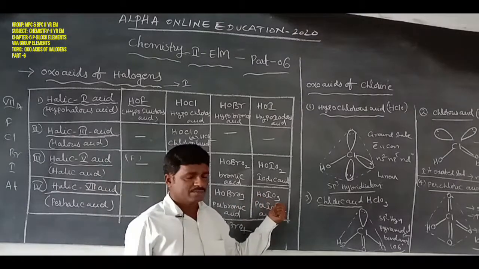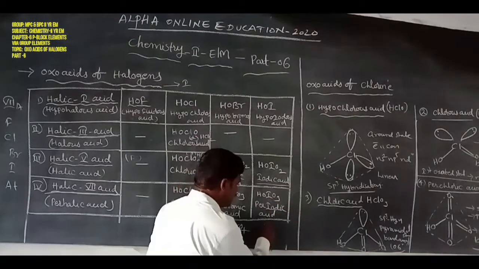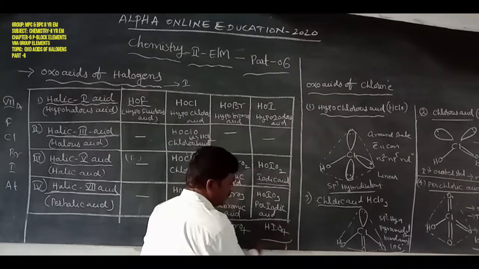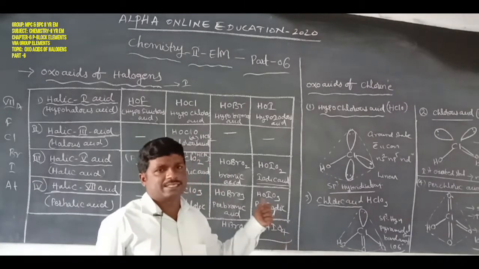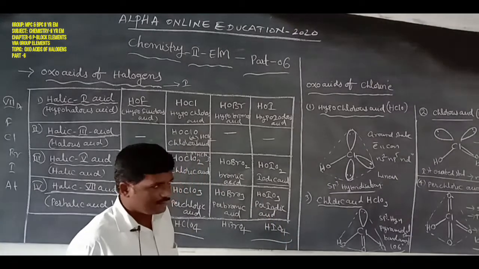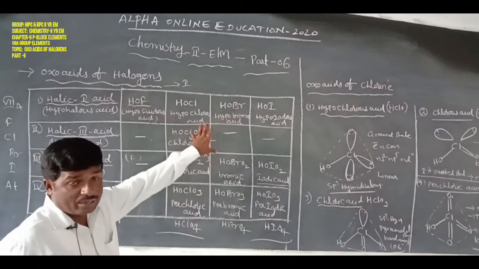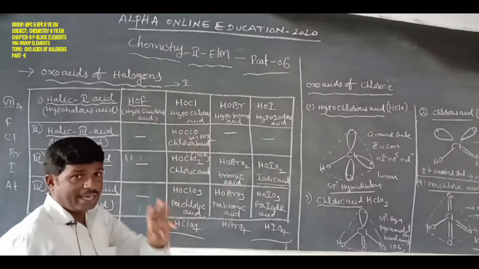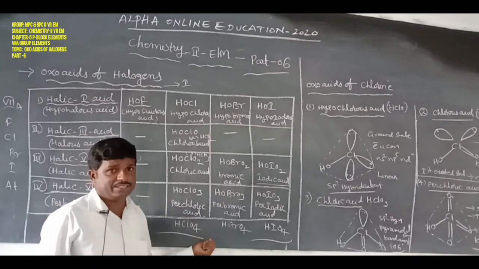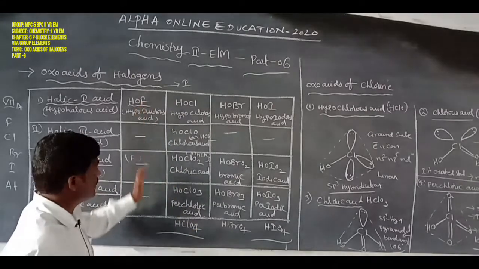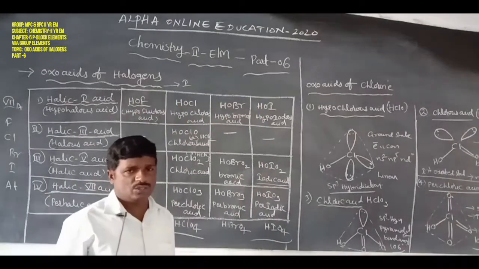Next, another one, periodic acid, general formula HIO4. Which type is this? The halic seventh acid. That covers the oxo acids of fluorine, chlorine, bromine and iodine. Those elements form the halic first, third, fifth and seventh acids: the fluorine oxo acids, chlorine oxo acids, bromine oxo acids and iodine oxo acids.